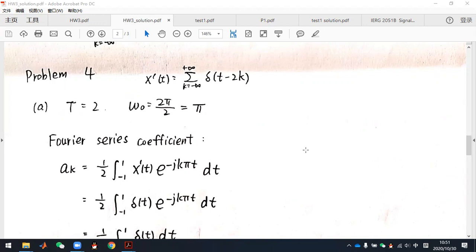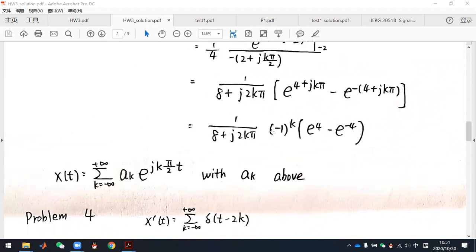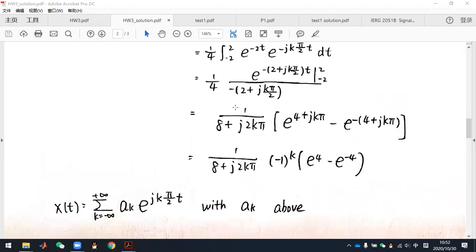I see someone asked, is it not necessary to write minus 1 to the power of k? You mean here? I have written it in this form. You ask whether it is necessary to write this step. If you ask if this step is enough, I think it is better to write it in this form. If you write the result in the other form, I think it is also okay, but I think it is better in this form.